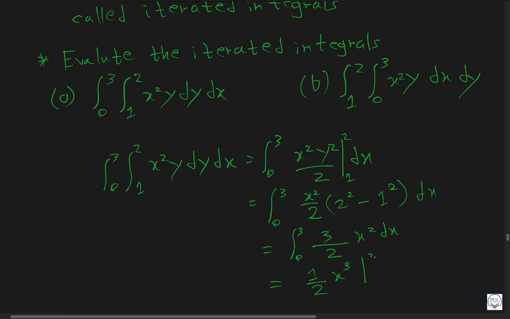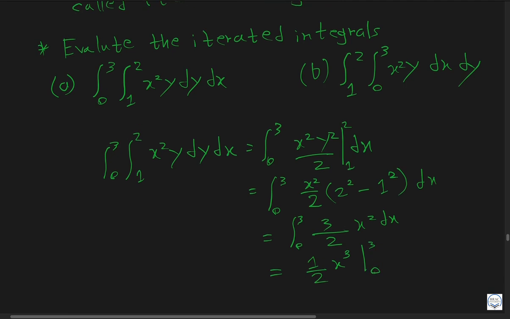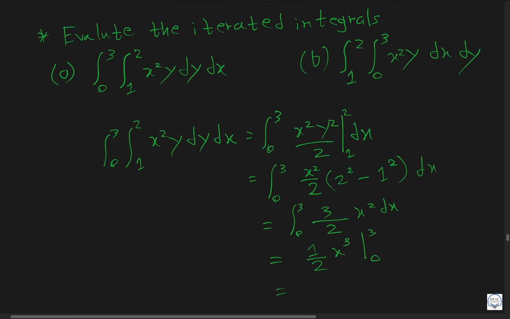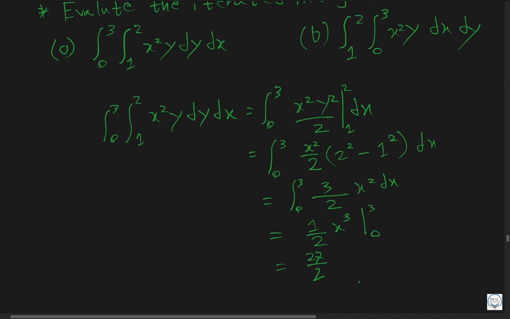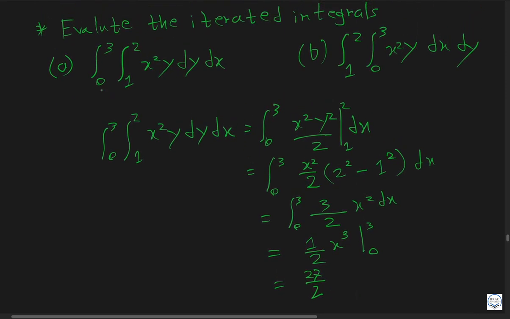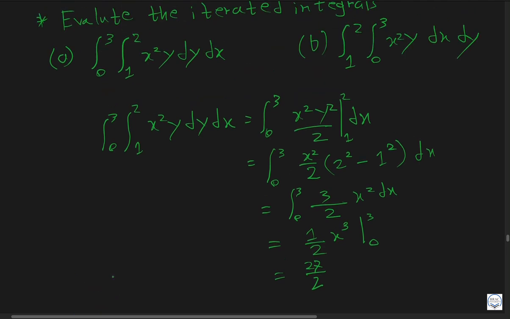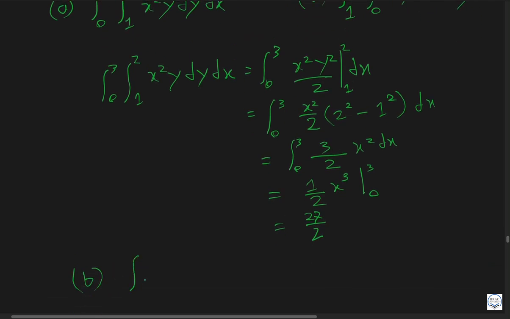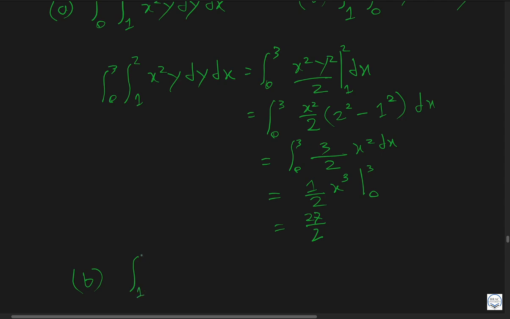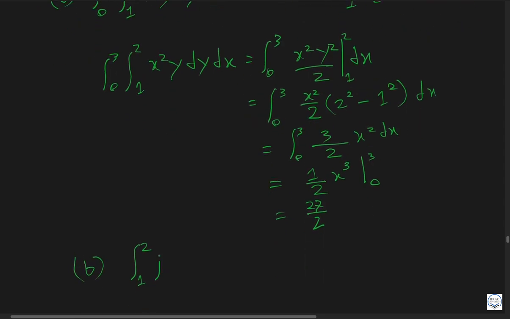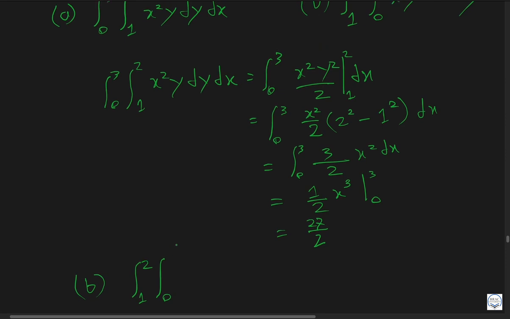Once we do the x integral, we'll get x cubed over 3, so the 3 by 3 goes out. So we get half x cubed, with limits from 0 to 3. Now once we substitute the limits, this should be 3 cubed is 27, so 27 by 2 minus 0 cubed by 2. 0 cubed by 2 is just 0, so we're not going to write it down. This is the answer for doing the integral in this way. We can do the same integral in the other order.